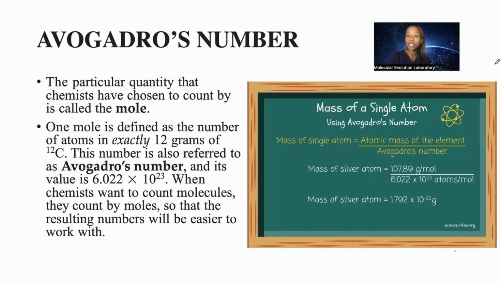For example, hydrogen has an atomic mass of 1 and helium has an atomic mass of 4. That would be 1 divided by 6 times 10 to the 23, and 4 divided by 6 times 10 to the 23.